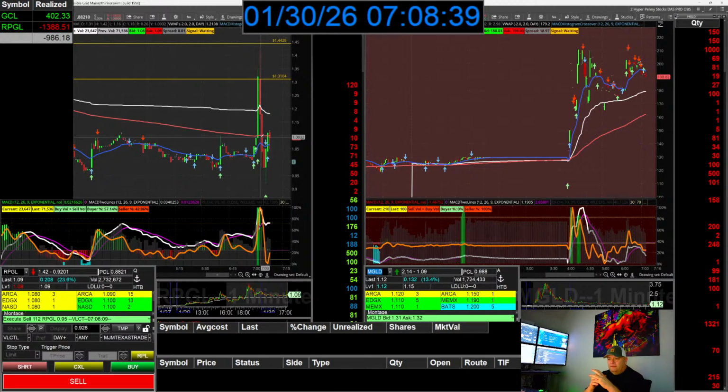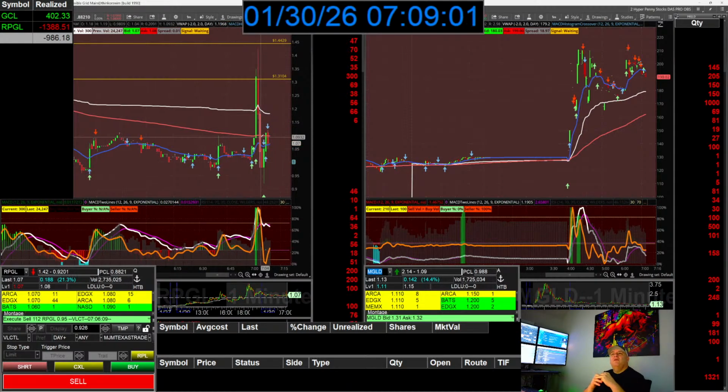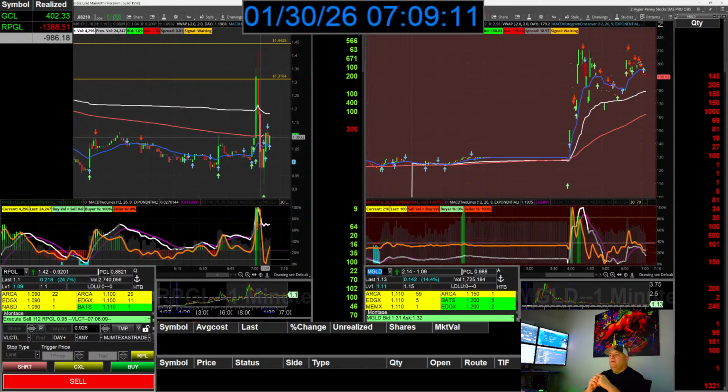57 million. Mine says 17 million. Let's see. On the Zendu, it says 6 million float. Momo Screener says 4.3 million float. So I don't know where you get the 57. I don't know where your scanner is. Maybe a lot of these guys are using different scanners, so I don't know.